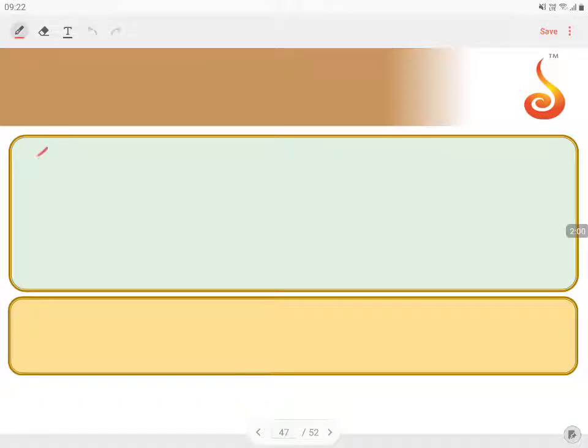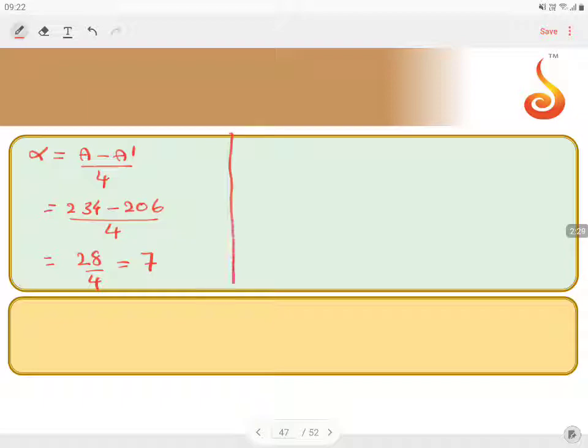Number of alpha is equal to A minus A dash by 4, and we know 234 minus 206, divided by 4, is the option. 234 minus 206 is equivalent to 28. Correct or not? 28 plus 6 is 34. Correct? 28 by 4 is equal to 7. So how many alpha? 7 alpha are going to come.